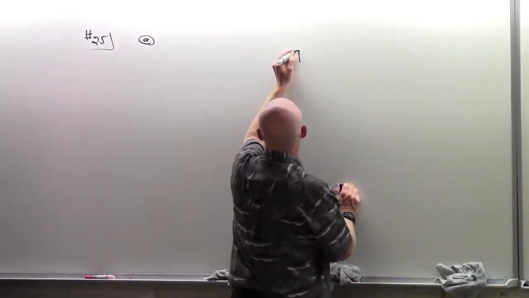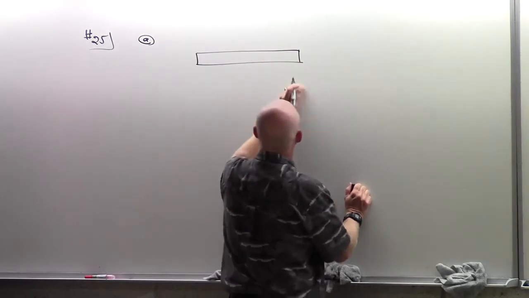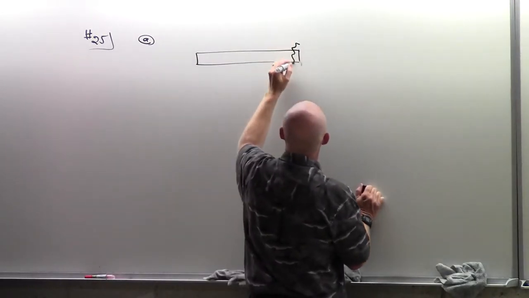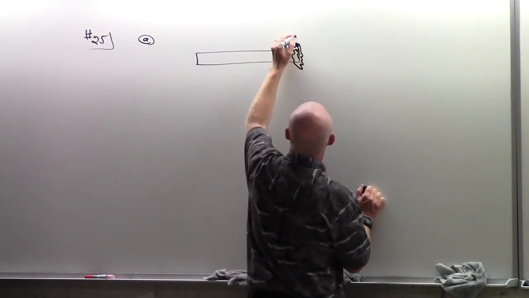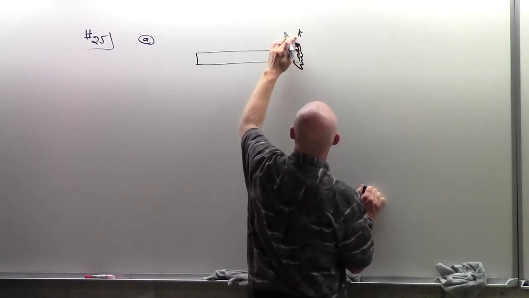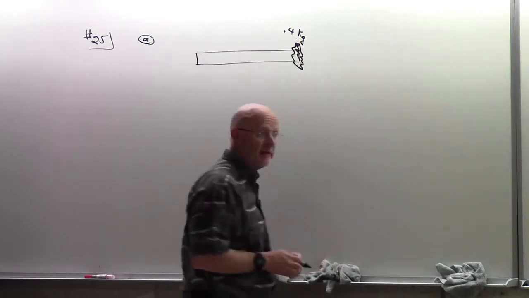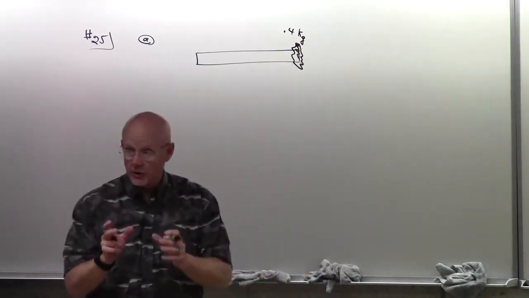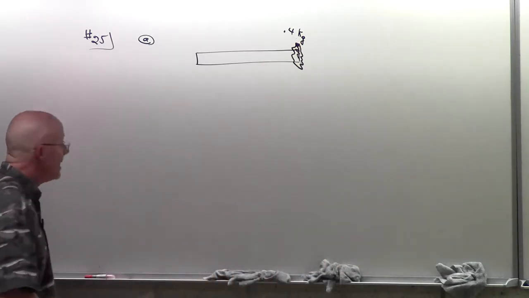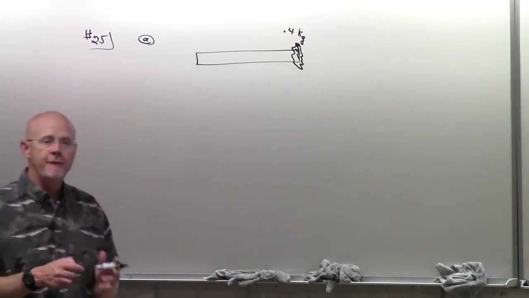They have a meter stick, so here's the meter stick, and they have a wad of clay, 0.4 kilogram wad of clay at the 100 centimeter mark. So they're telling me it's at the end. Now they say it's rotating on a frictionless table.